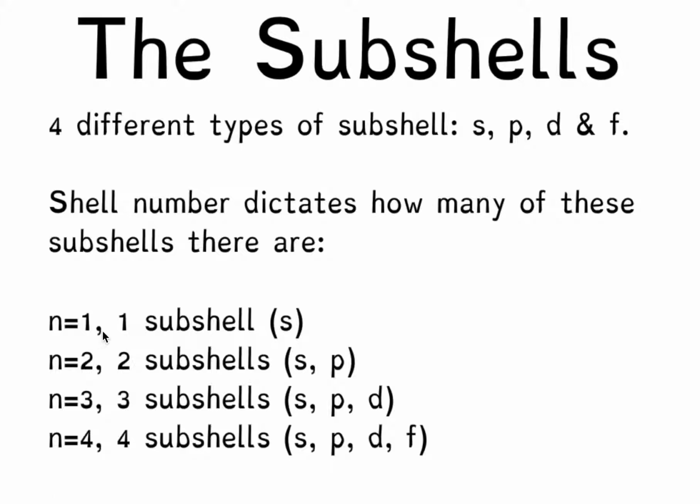Each shell is given a number called its quantum number, n. In short, this number represents how close to the nucleus the shell is, and hence how much energy it has. The first shell, whose quantum number is 1, only contains one subshell, the S subshell. The second shell contains 2 subshells, S and P. This pattern continues up to the 4th shell.